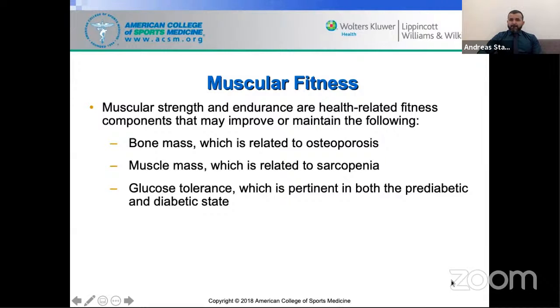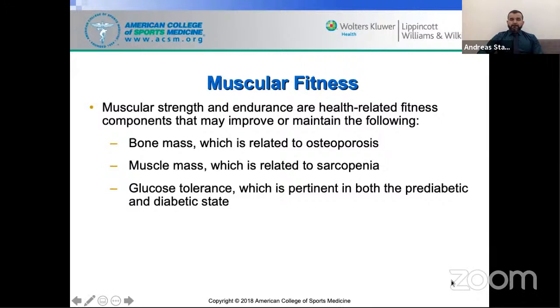Muscular fitness. So muscular fitness is, I hope you remember, muscular strength and muscular endurance, both of them health-related components. Okay, and they're important because they can improve or maintain bone mass and muscle mass, right? And if you don't remember what osteoporosis or sarcopenia are, please look them up.